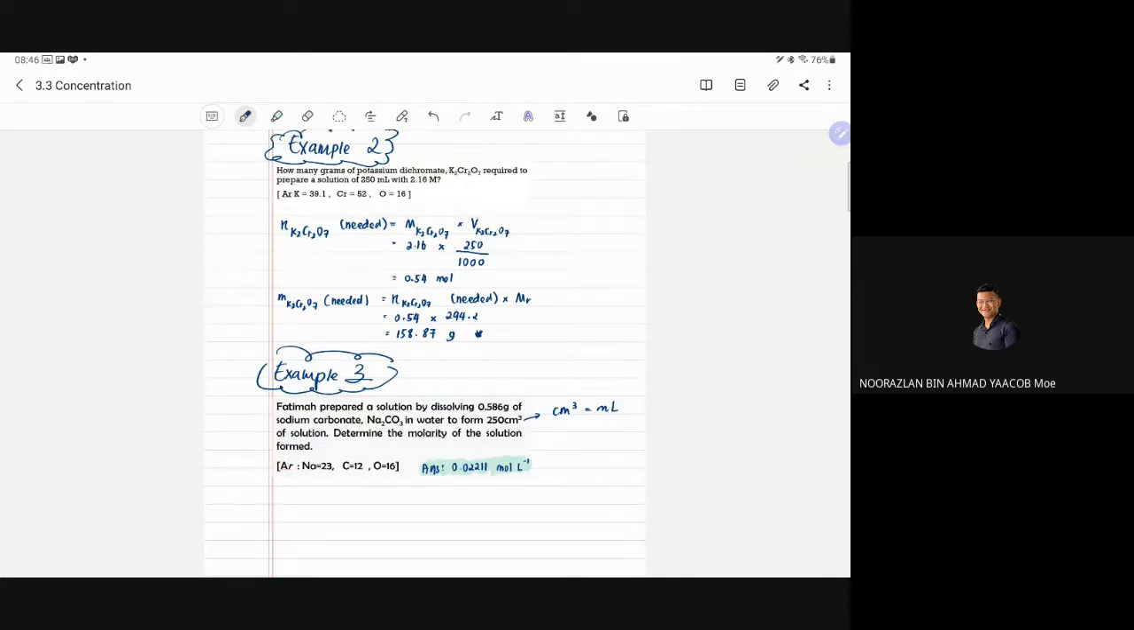Don't forget, bila kamu nak kira, always step by step. Nampak tak? Dekat sini, number of mole needed sama dengan ni dapat mole. Kemudian saya start equation yang baru. Jangan kamu terus 0.54 masuk bawah tidak sama dengan 0.54 darab 294. That would be wrong lah. You have to start new calculation here.